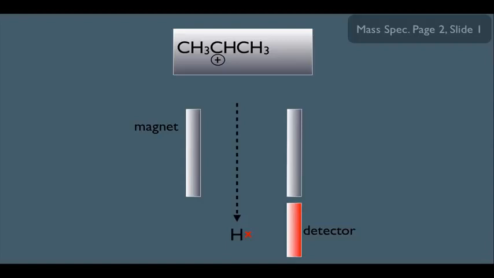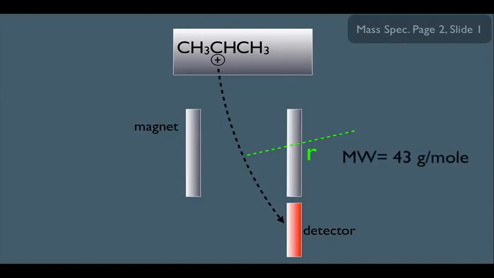So the detector would not detect him. But the carbocation is another story. He is positively charged. So when he flows through the magnet, he will take on a curved pathway. And again, the detector will measure his radius of curvature. And with that particular R solving for mass, notice this species would have a molecular weight of 43 grams per mole. It would be one less than propane because simply this molecule is one hydrogen less than propane.